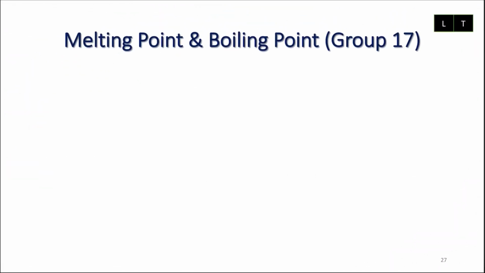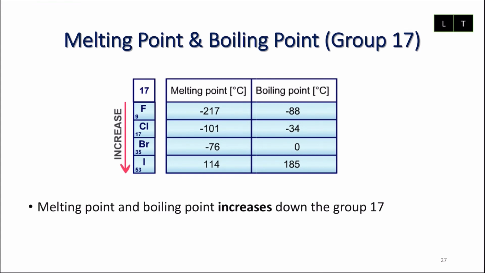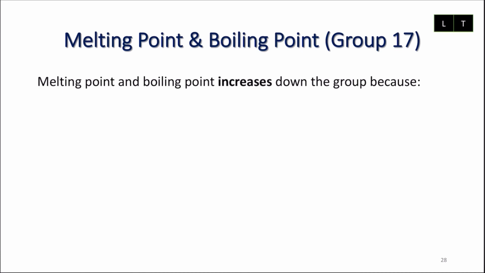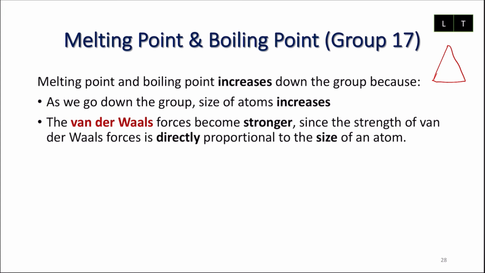And last part, we go for group 17. So, group 17, you can see that melting point and boiling point increase down the group 17. Dia opposite with group 1. So, why is this happening? When going down the group, we know that size of atom increases. Macam case yang sama tadi, kita ada segitiga like this one. And the van der Waals forces become stronger since the strength of van der Waals forces is directly proportional to the size of atom. So, kerana we talk about group 17, we are focusing on van der Waals forces.